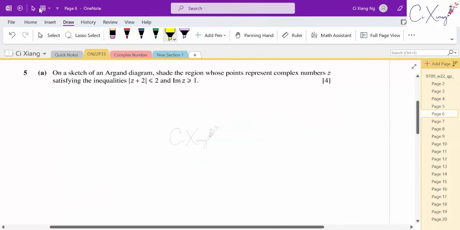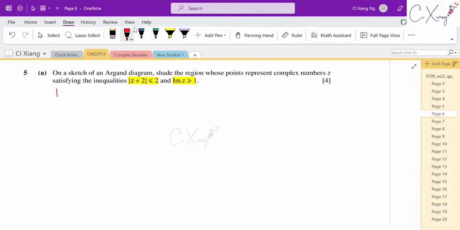Question number 5. On the sketch of an Argand diagram, they want us to shade the region whose points represent the complex number z and satisfy the inequality. There are two inequalities here. The first one is this, and the second one is this one. Usually before I start sketching the inequality, I will want to make it become a standard form where the modulus of z minus a complex number should be smaller or equals to 2. So the complex number here, according to what we have inside, it should be negative 2 plus 0i.